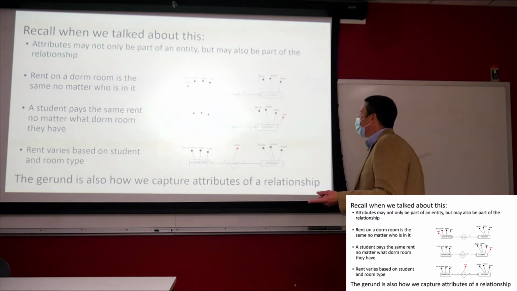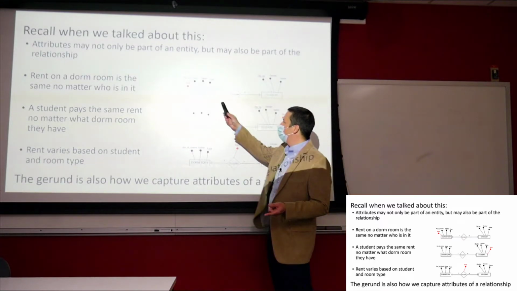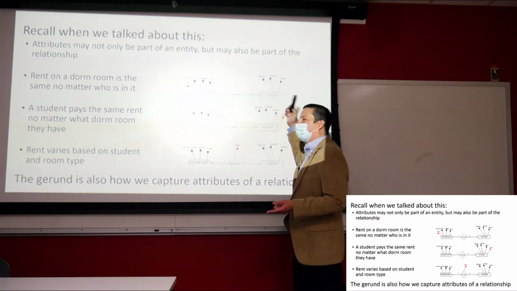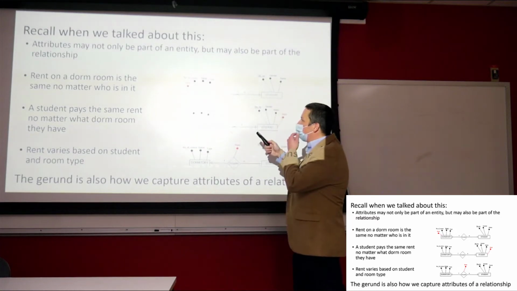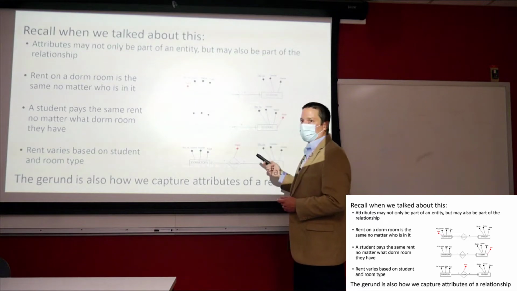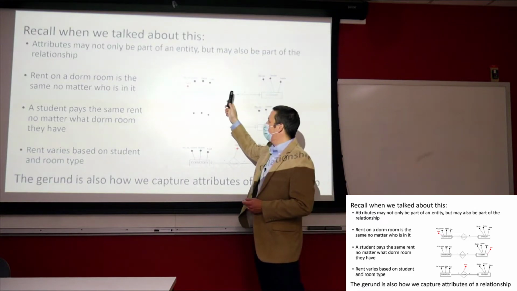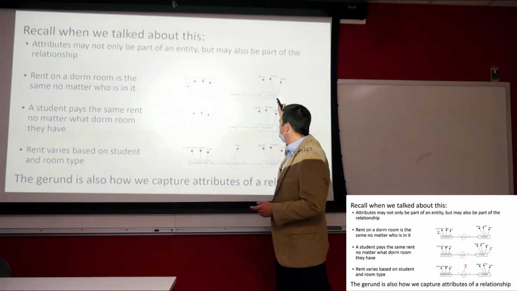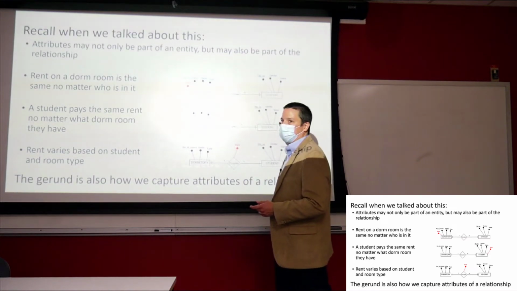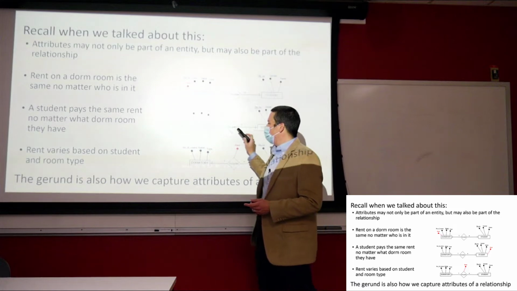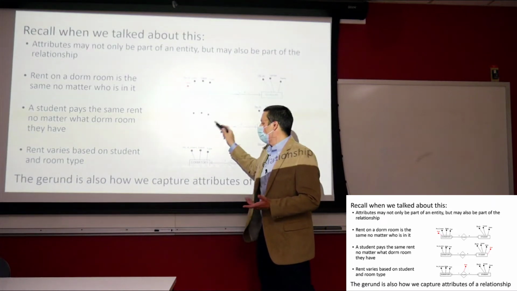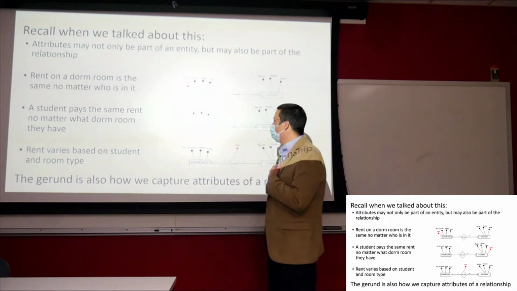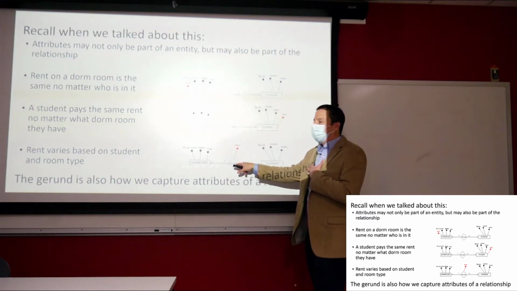Because remember, we had this example where we had this relationship between dorm rooms and students, and we asked the question, well, is rent a property of the dorm room that all students are going to pay the same rent, no matter what the student's particular situation is? Or is rent an attribute of the student, that the student is going to pay their individual amount of rent no matter what dorm room they're in? Or is this some hybrid situation?